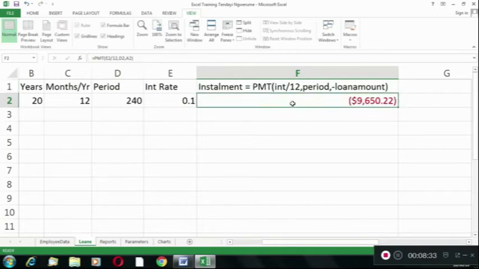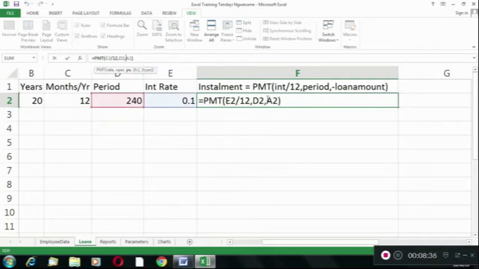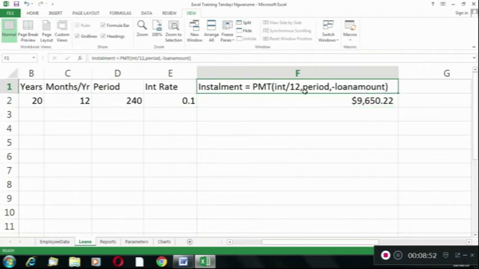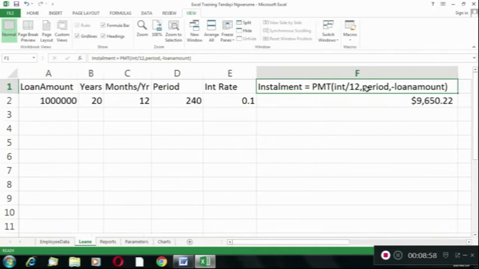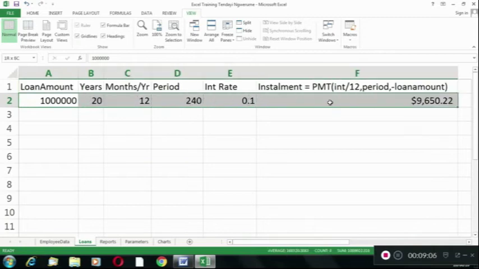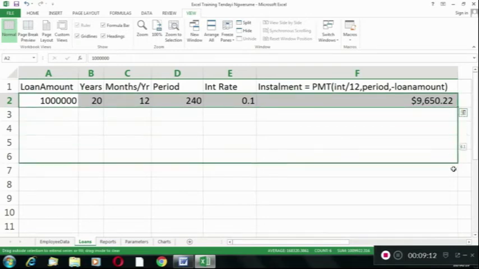So in our actual formula here, it will also be minus A2. We press enter, and now it gives us a positive installment. Alright, so I'd put this description up here so that you can see the exact formula in words. So what we are going to do is we are going to highlight from A to E, and then we are going to copy down like this.